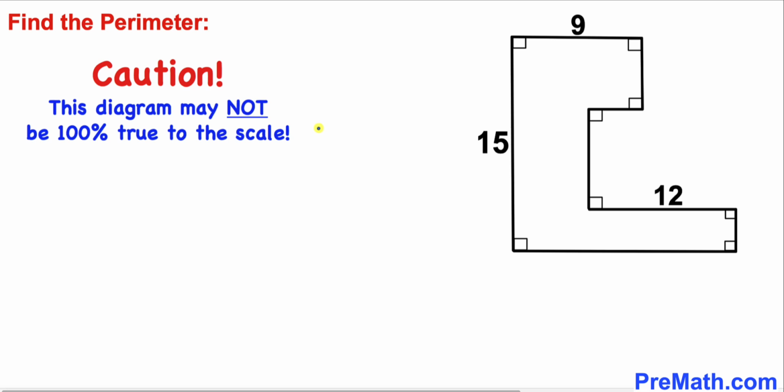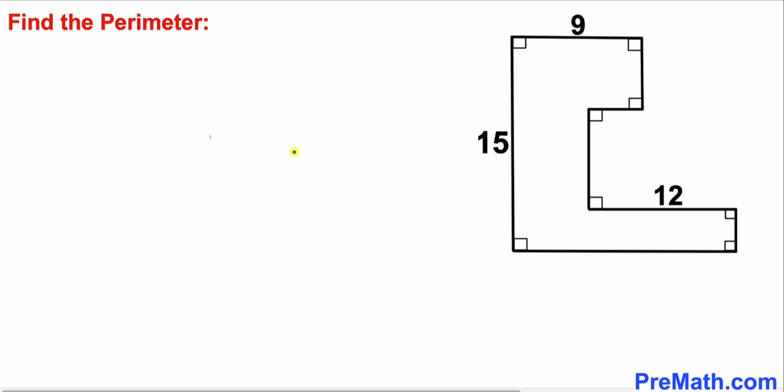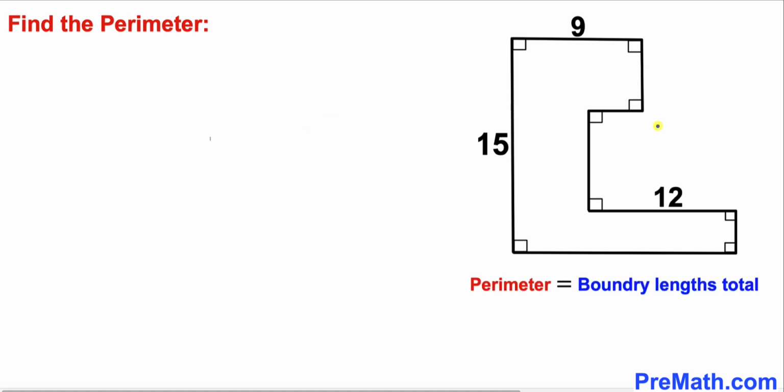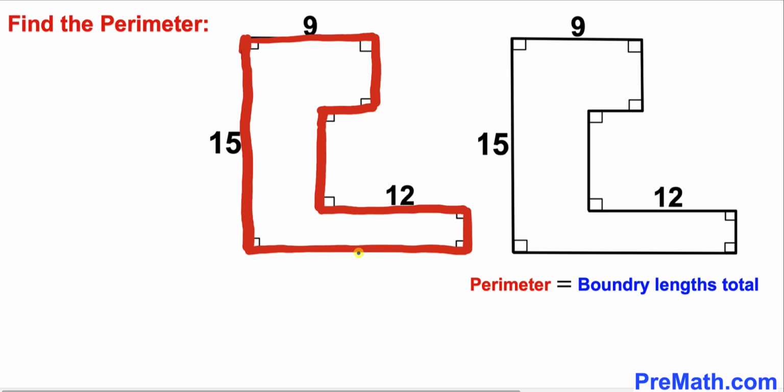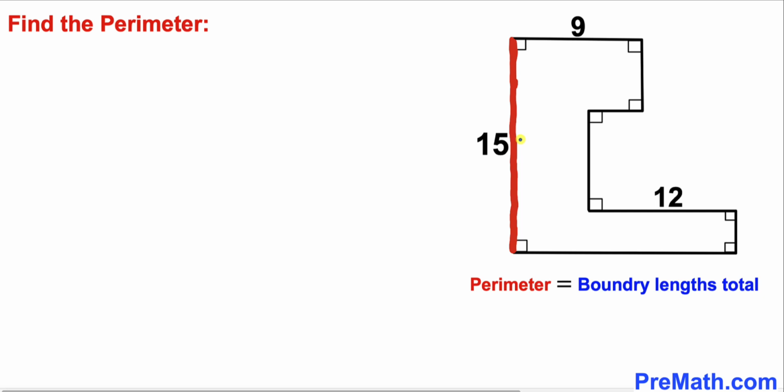Before we proceed, let me make it very clear that this figure may not be 100% true to the scale. Let's go ahead and get started. Now we are going to calculate the perimeter of this given shape. In other words, we are going to find the sum of all these individual boundary lengths, as you can see over here. And now we know that this side length is 15 units.